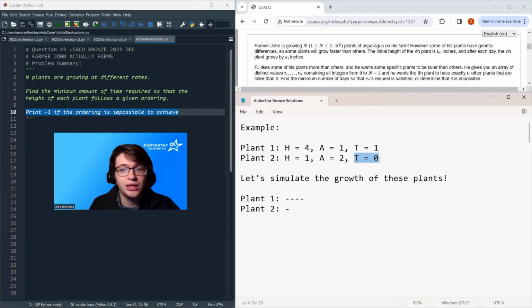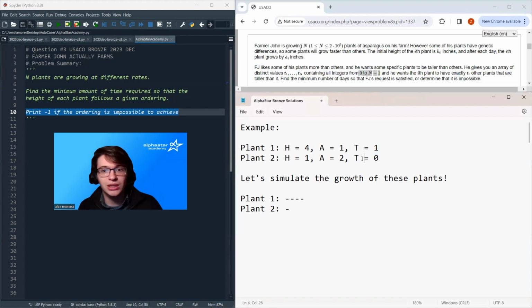And then this value T establishes the ordering between plants. One important property is every single T value is distinct, and they range from 0 to n-1. The value T just means that I want T plants to be taller than the given plant. Plant 2 has a T value of 0, so that means I want 0 plants to be taller than plant 2. Another way of saying this is that I want plant 2 to be the tallest plant. The T value 1 here means that one plant is going to be taller than plant 1. This means I want plant 1 to be the second largest plant.